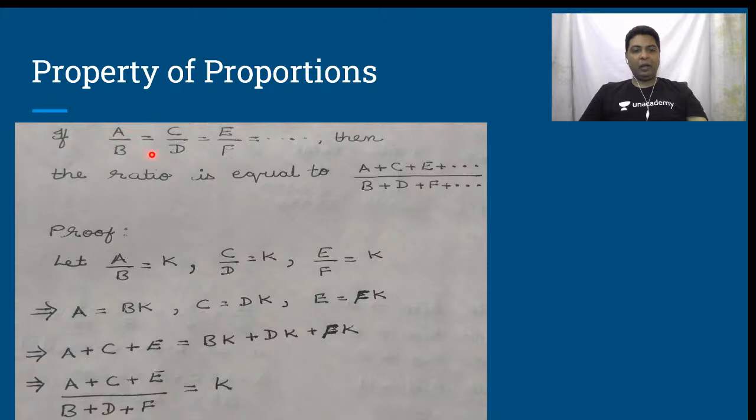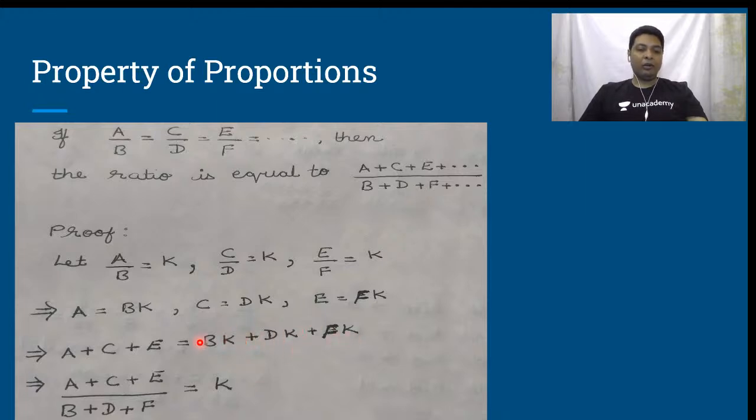Whenever we have A by B is equal to C by D is equal to E by F and so on and so forth, the same ratio will be the ratio of the sum of all the numerators to the sum of all the denominators. The proof: let us say A by B is equal to K, C by D is equal to K, E by F is equal to K. That means A is equal to B times K, C is equal to D times K, and E is equal to F times K. What is A plus C plus E? Bk plus dk plus fk.